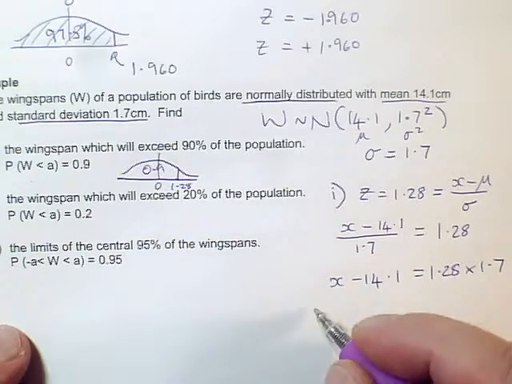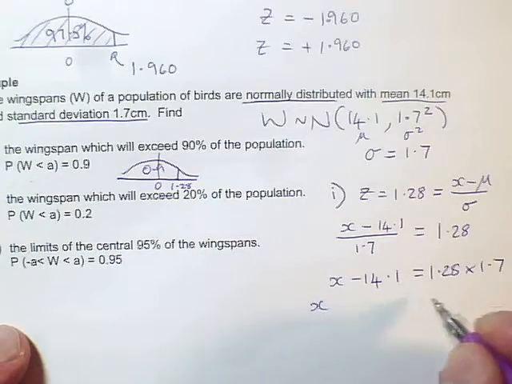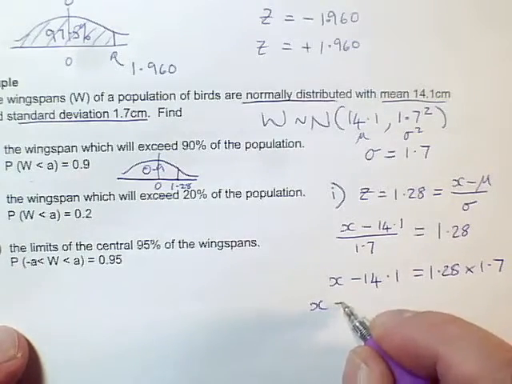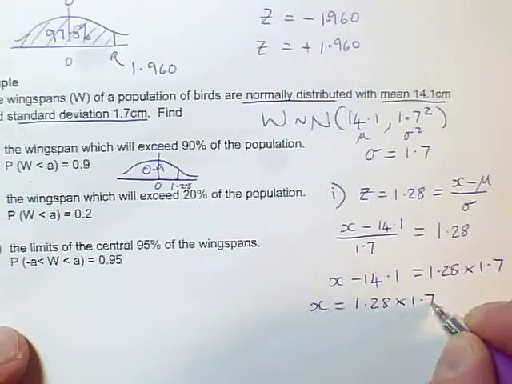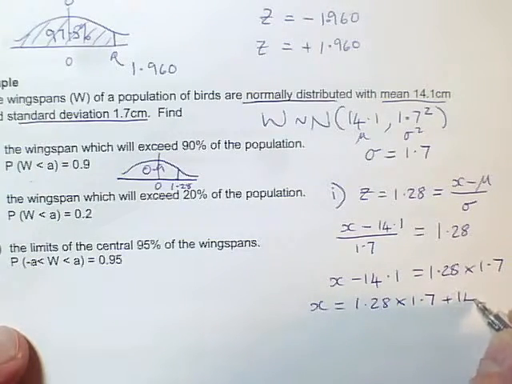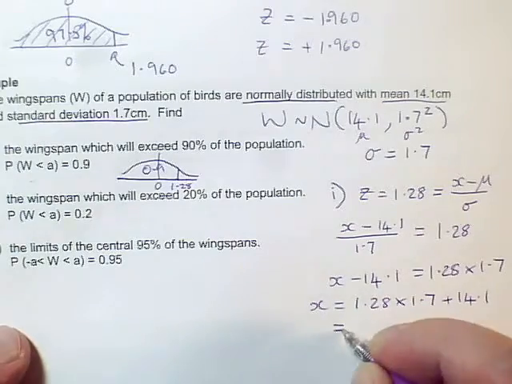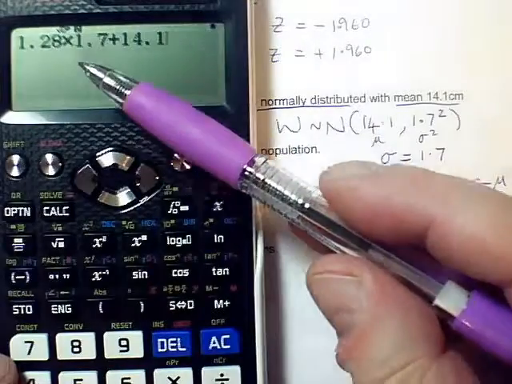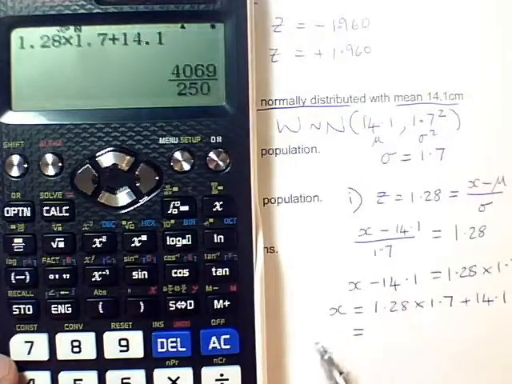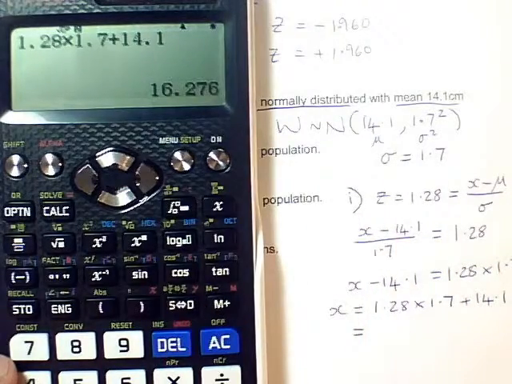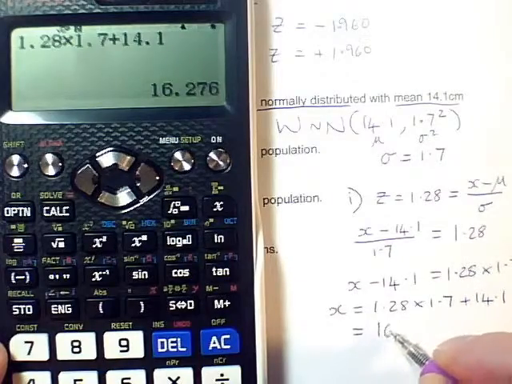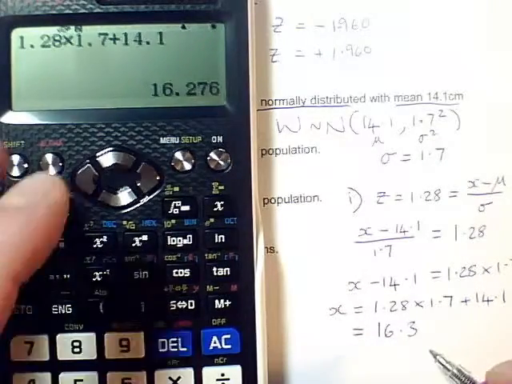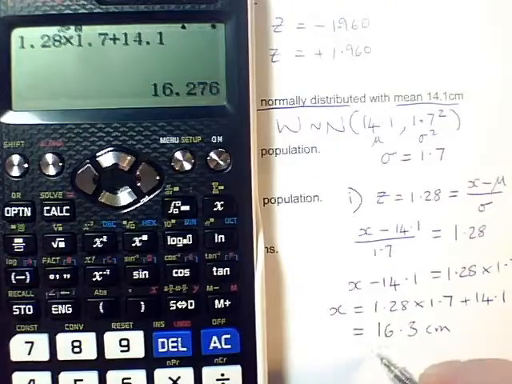Okay, and then to finish it off, I need to add this 14.1 to both sides. So x is going to equal 1.28 times 1.7 plus the 14.1. And if I do that calculation, here we go, press equals, and we get, as a decimal, 16.276. So I record that as 16.3 centimetres, put the units on.